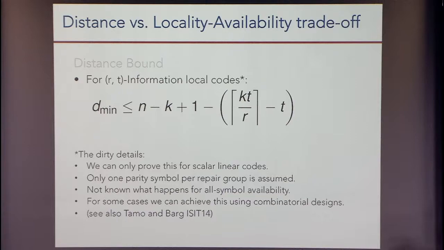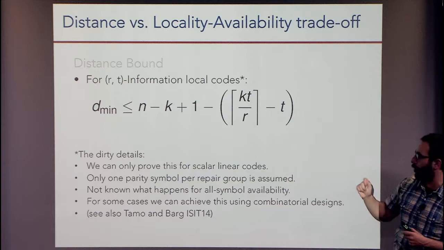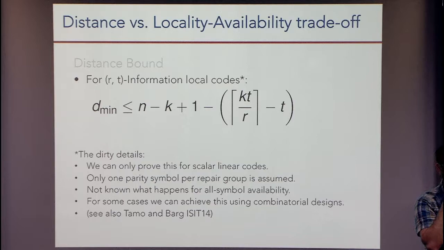And there's a concurrent work by Tamo and Barg that gives a different bound for minimum distance for a code with locality R and availability T, which, to the best of my understanding, is incomparable to our bound. Sometimes our bound is tighter, and sometimes their bound is tighter. So this is quite a wide open space to generalize the Gopalan et al. bound if we also force many repair groups. Okay, is it clear?